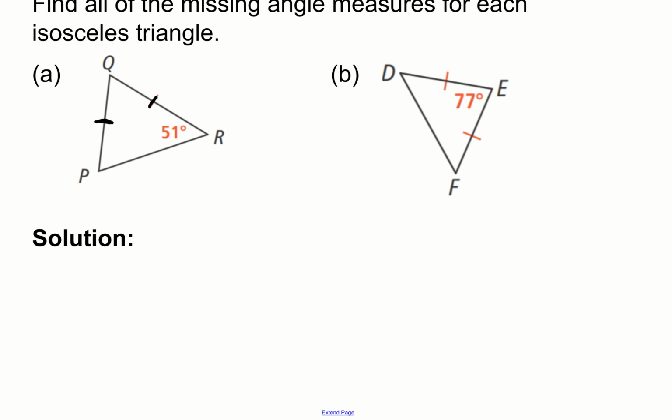Well, because these two sides are congruent, by that other theorem that we just mentioned, the isosceles triangle theorem, since this is 51 degrees, that means that this has to also be 51 degrees. And so those two angles are indeed congruent, the ones that are opposite of the sides that are congruent. So we know that they're both 51 degrees. And so we can say with confidence that for part A, the measure of angle QPR is equal to 51 degrees, which is the same as angle QRP.